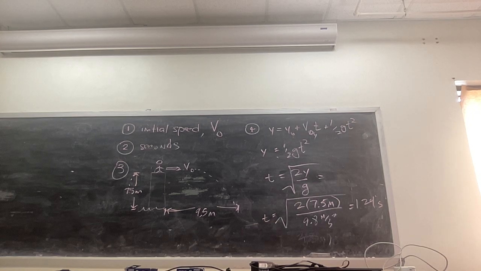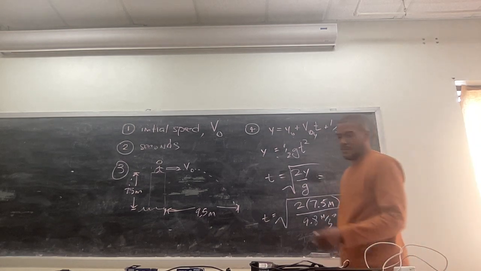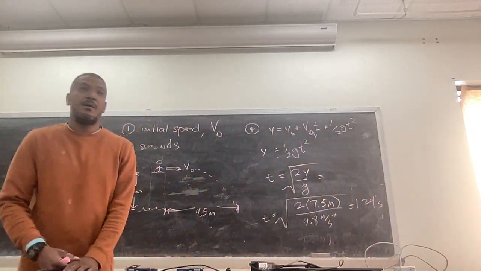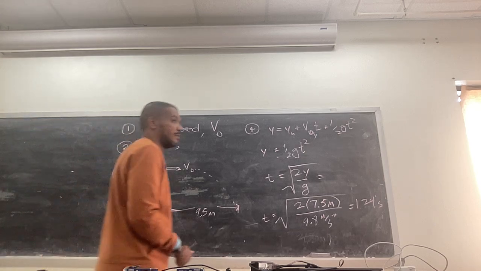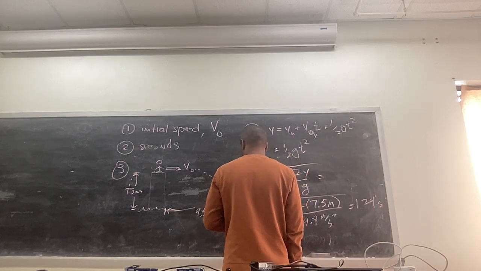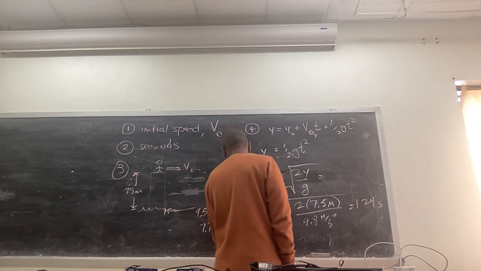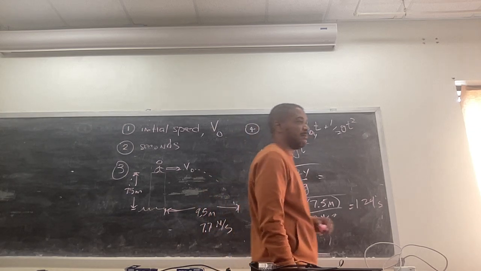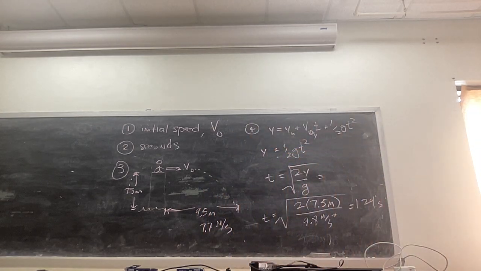So it's probably gonna be what? Speed is distance over time. So 9.5 meters divided by 1.24 seconds. What'd you get? 7.7 meters per second. That sounds reasonable, if you're throwing something, right?